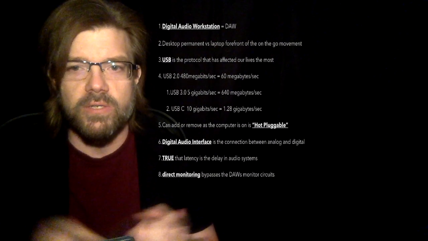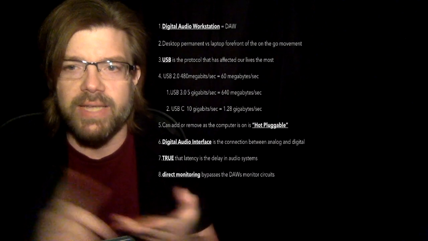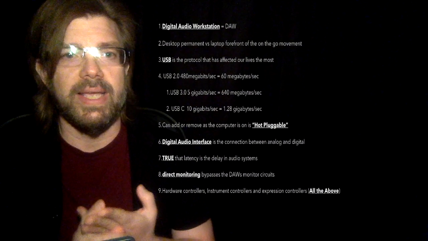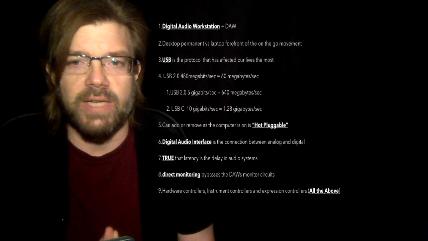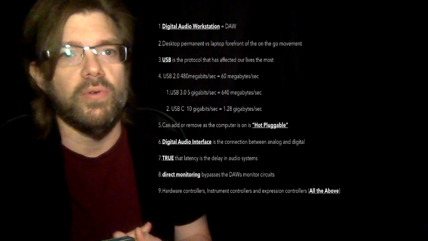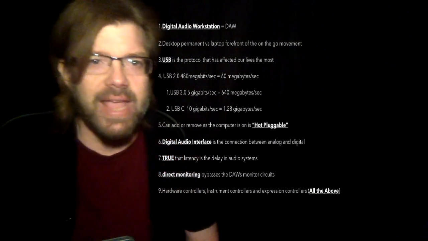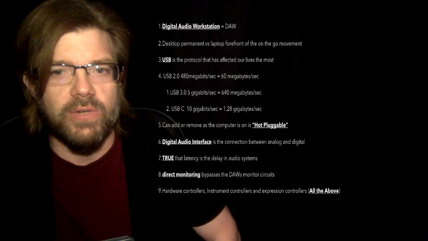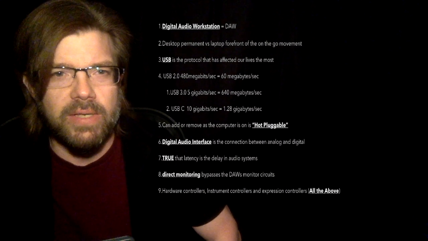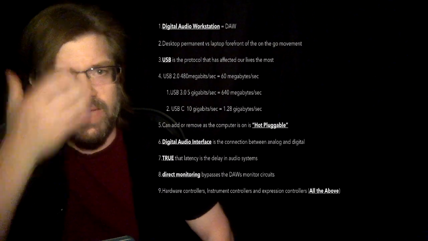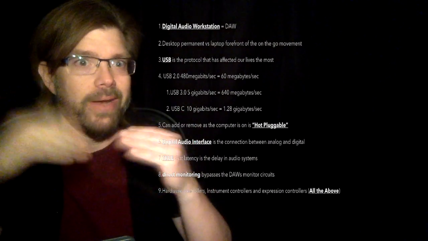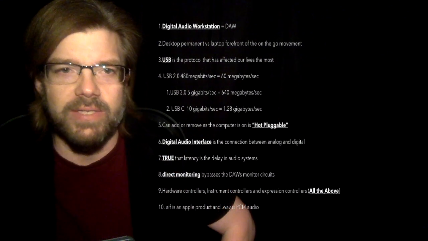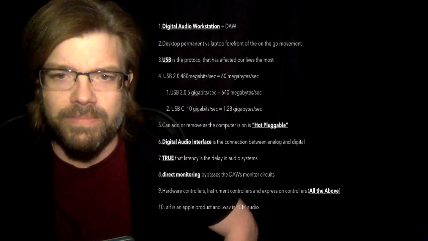Hardware controllers, instrument controllers, and expression controllers are all things that manufacturers put into their designs to improve tactile, hands-on things that people were asking for in their controllers. It is kind of an all of the above, but in the actual question, they're randomized, so your all of the above might not be on the bottom, right? I think it says all of these apply, something like that.